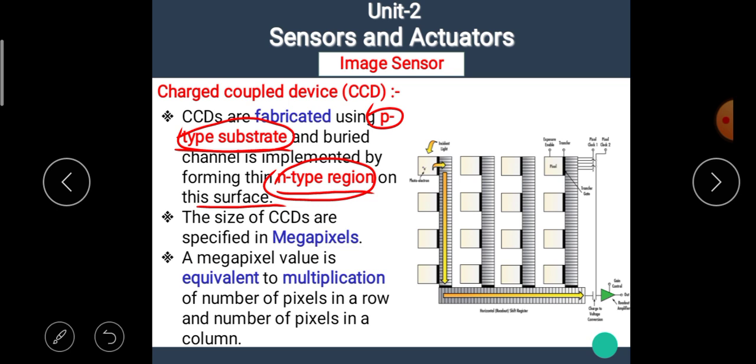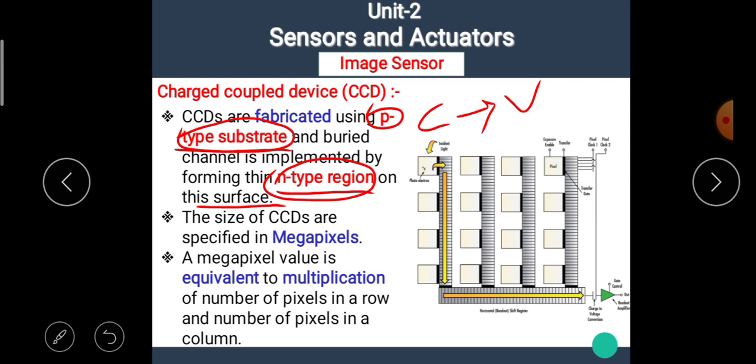That means there is a PN junction generated, and when the light is incident on it, then the hole and electron pair is generated and the charge appears. Now further this charge is converted into the voltage.